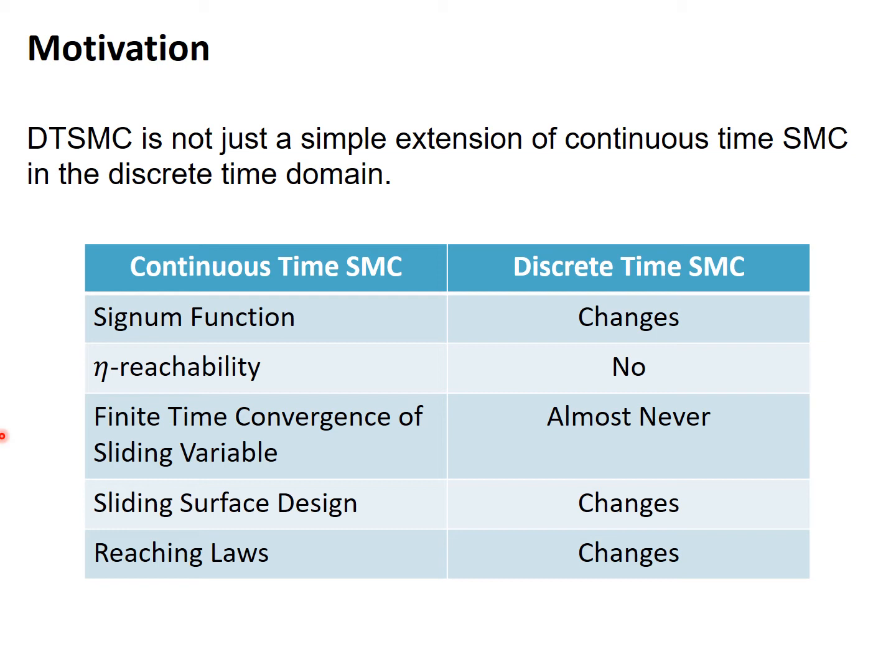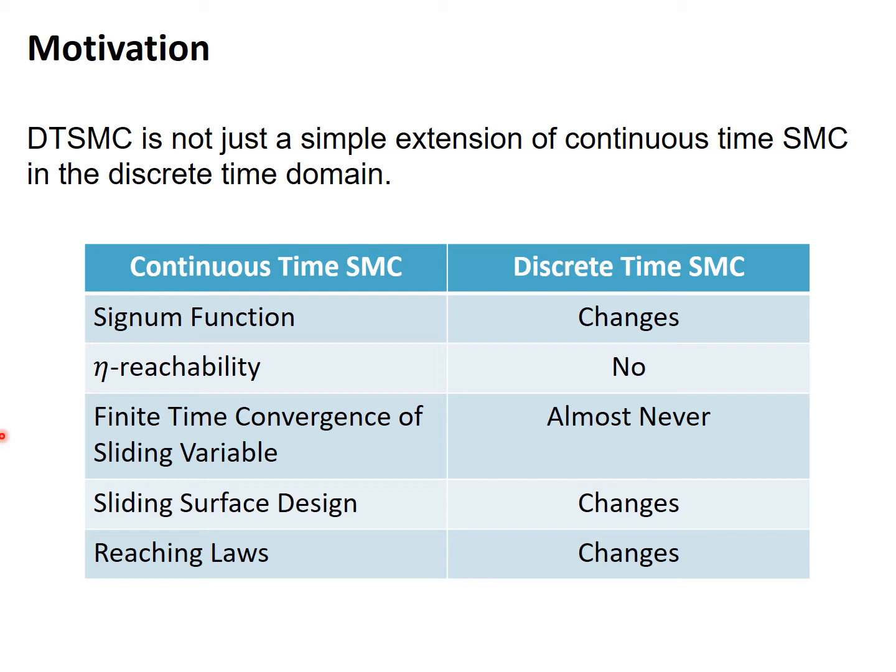And in continuous time SMC, the way the sliding surface design happens: if you remember, we have to design the sliding surface in such a way that the reduced order system is asymptotically stable, and for that our eigenvalues are supposed to lie on the left half plane. So this paradigm changes in discrete time sliding mode control, and further, the reaching laws which we had in continuous time sliding mode control also change.